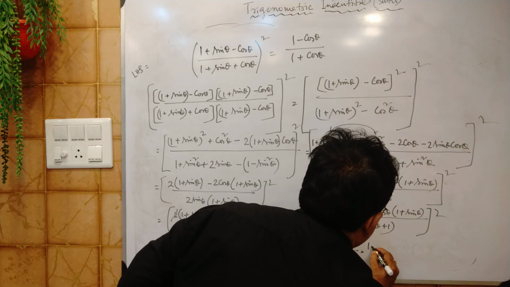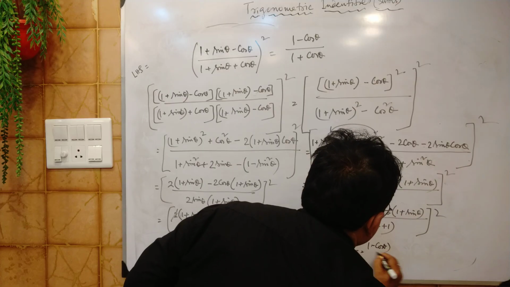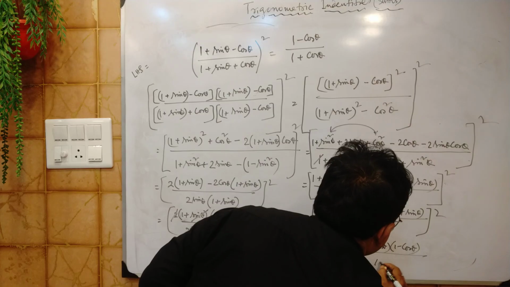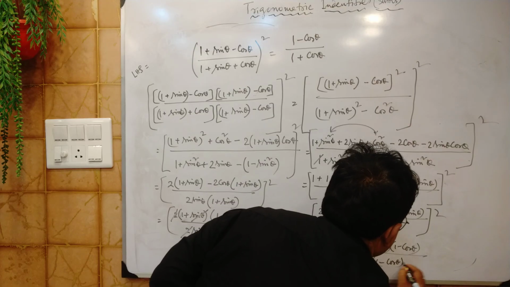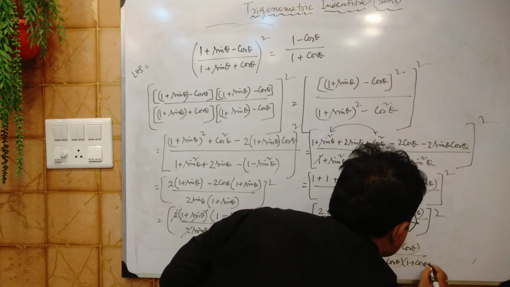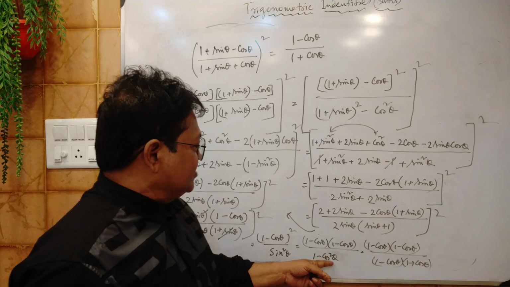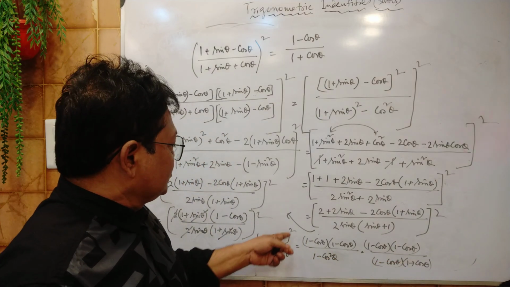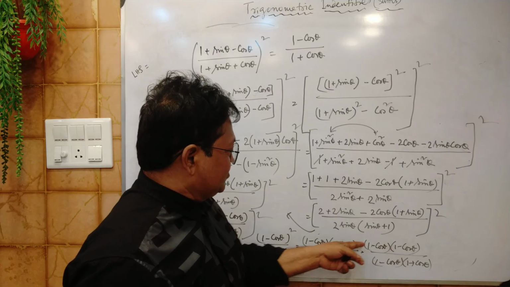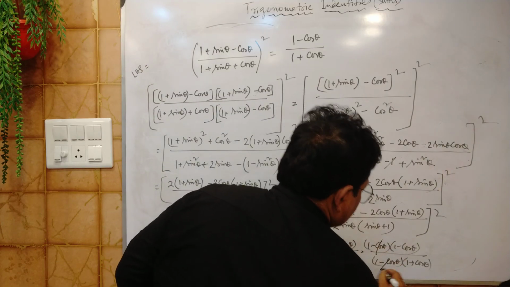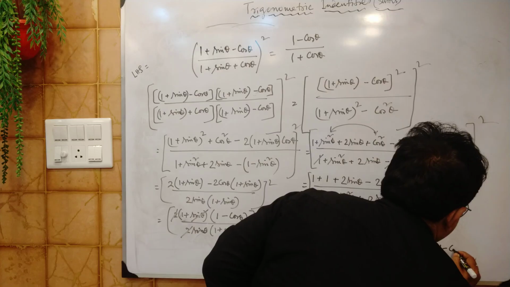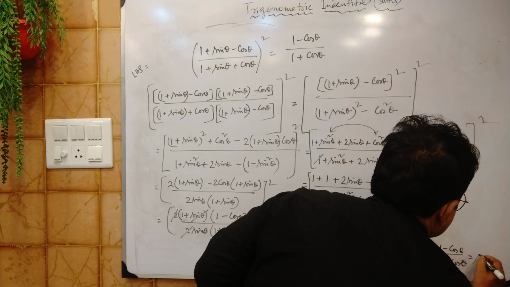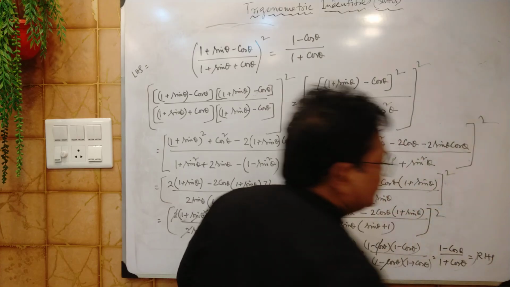So you will get 1 minus cos theta into 1 minus cos theta divided by 1 minus cos theta into 1 plus cos theta, because a square minus b square is a plus b into a minus b, and a minus b whole square is a minus b into a minus b. So here it cancels out. You will get 1 minus cos theta divided by 1 plus cos theta. So the right hand side is proved.